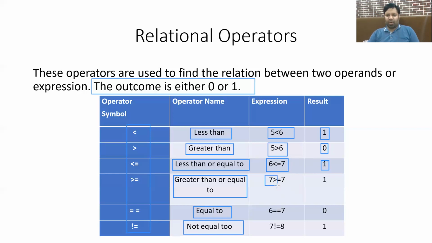7 is greater than or equal to 7. Now 7 is not greater but equal to 7, hence the answer is 1. 6 is equal to 7. The answer is no, 0. 7 is not equal to 8. Here we are not checking whether expression 1 is greater than or less than the second expression. We are just checking if the two expressions are not the same. Either expression can be greater than the other. So 7 is not equal to 8, which is again true, and the output is 1.